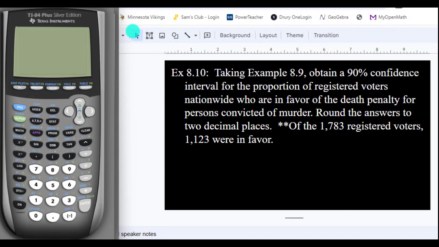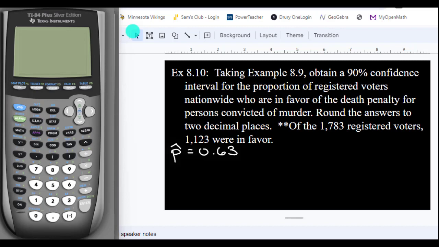For example 8.10, we're going to look back at example 8.9 and obtain a 90% confidence interval for the proportion of registered voters nationwide who are in favor of the death penalty for persons convicted of murder. And then the values that we are given here are from that example. 1,123 were in favor and 1,783 were the total number of registered voters. And we have already calculated in that example that p hat is equal to 0.63.